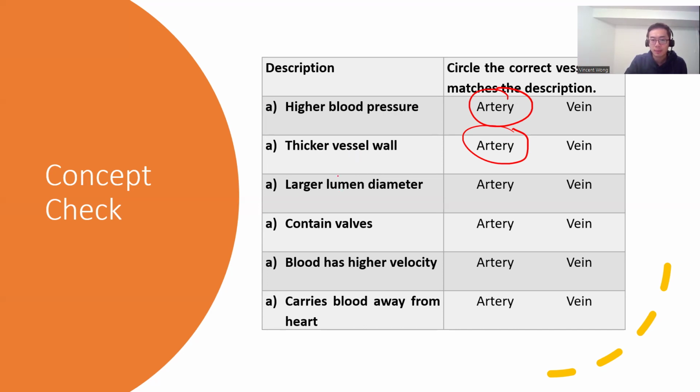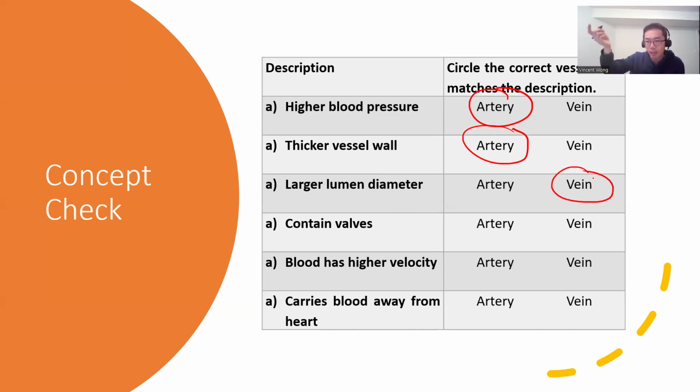Larger lumen. Lumen is the inside, okay? Like any structure that's hollow, the inside of the hollow organ is called the lumen. Like if this is the blood vessel, this is the lumen, okay? The lumen, the inside. Your stomach lumen is where you hold the food, okay? Lumen is just, again, the inside of a hollow structure. So if it's larger diameter, it's the vein.